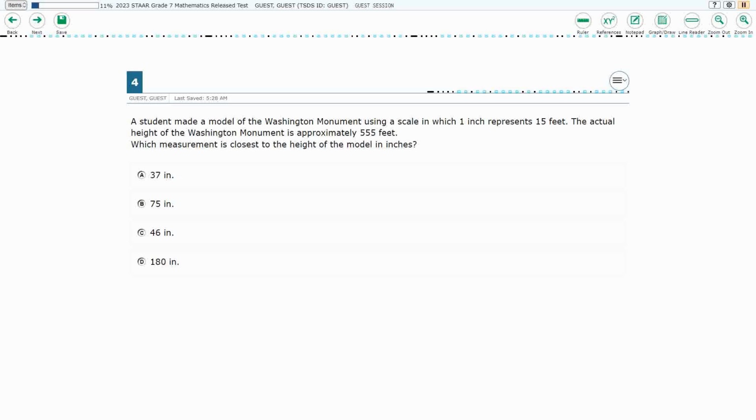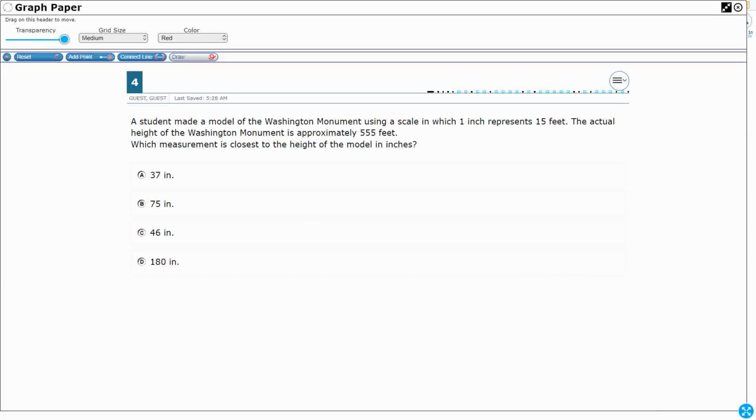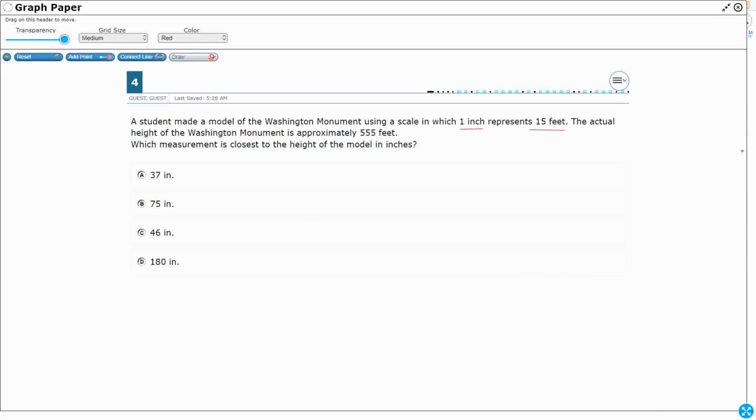We have a student making a model of the Washington Monument, and they give you the scale. So we've got 1 inch represents 15 feet, right? So we can put that in a ratio here: 1 inch, 15 feet. And then the actual height is approximately 555 feet. That's our clue: in the way we're setting up here, we want the feet to be in our denominator. So we need 555 in this second fraction right here.